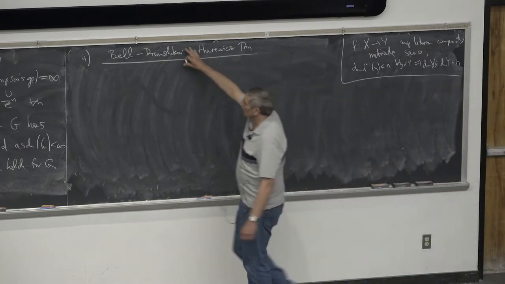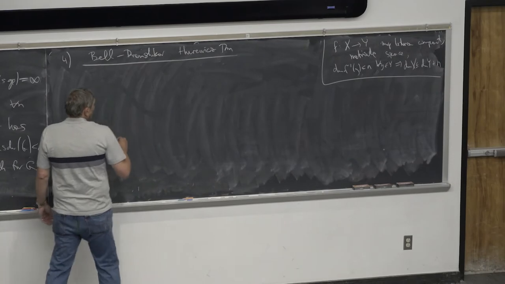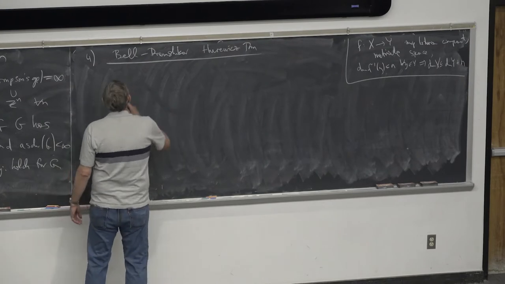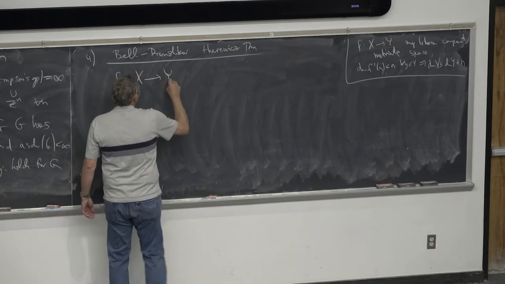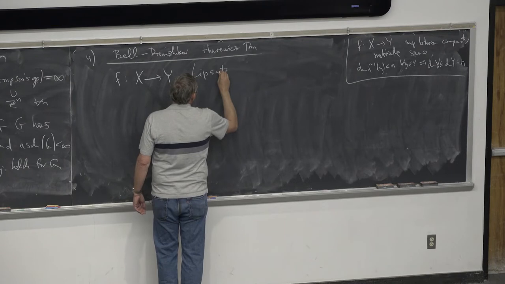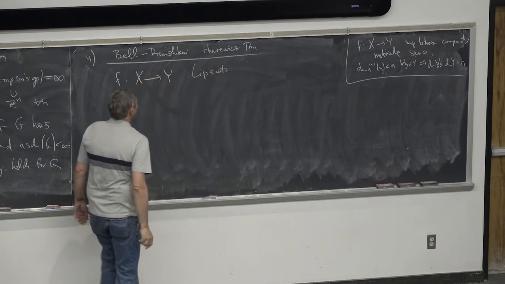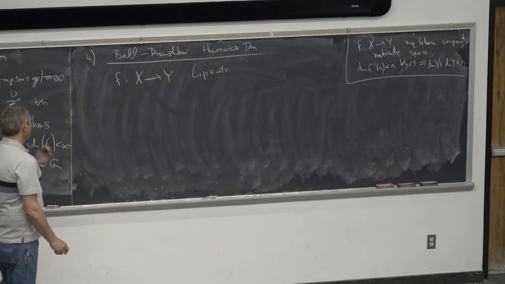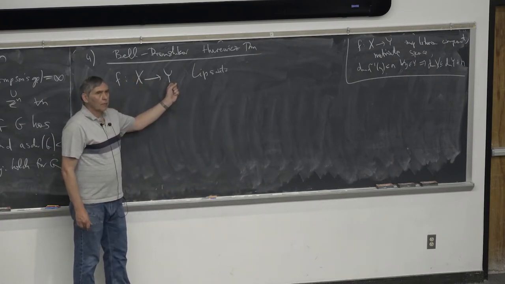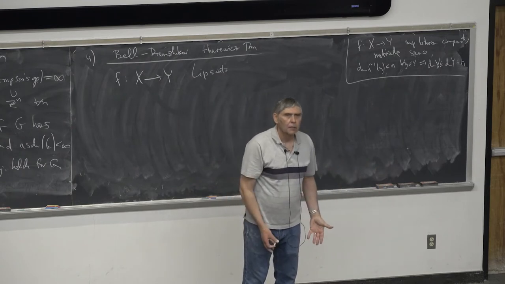And this is the exact analog in the asymptotic dimension setting. So it says the following. Here we have a Lipschitz map instead of a continuous map. So F from X to Y is Lipschitz. And it's not enough to assume that point inverses have asymptotic dimension less than or equal to n. You have to think coarsely. So instead of a point, you're going to take a bounded set.